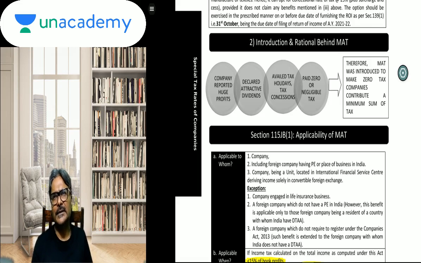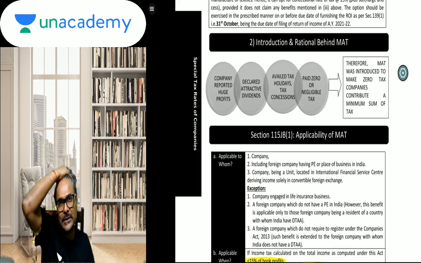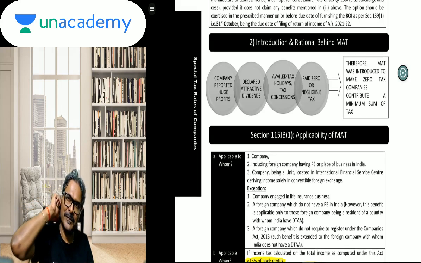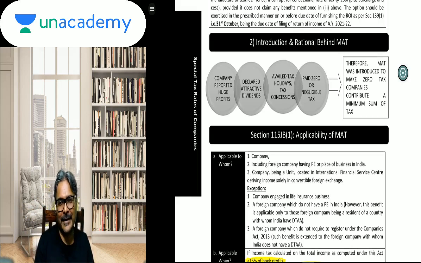Now, in this particular context, what is the rationale or the logic behind the MAT provision? For the logic behind the MAT provision, students, you have to go back to the late 70s. What happened was that MAT was introduced because Reliance Industries was one of the main architects, you can say, of why we are doing MAT. See, students, Reliance always used the tax incentive as the basis to reduce their total income and eventually their tax liability.